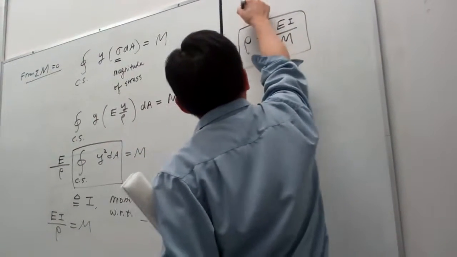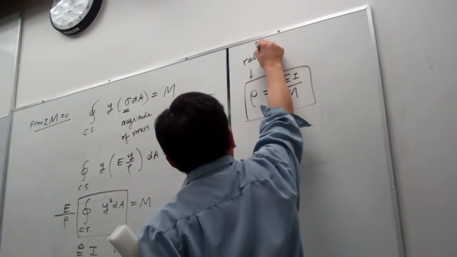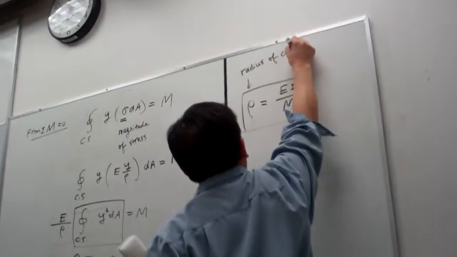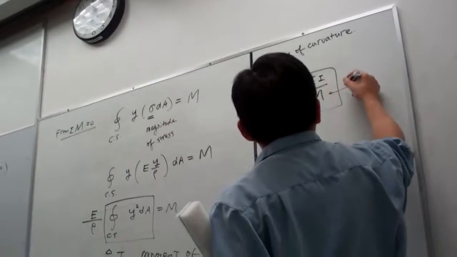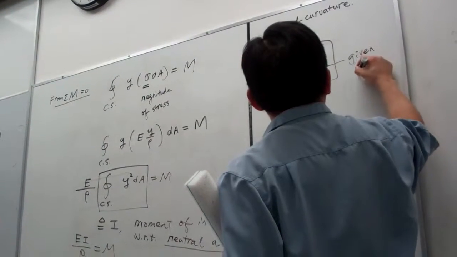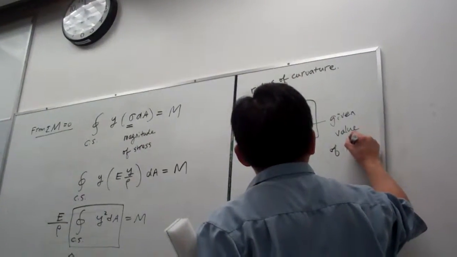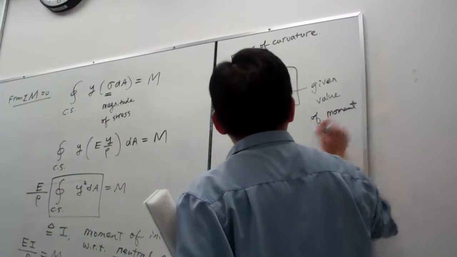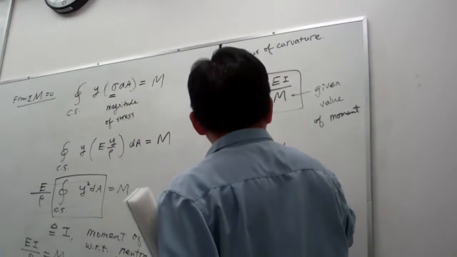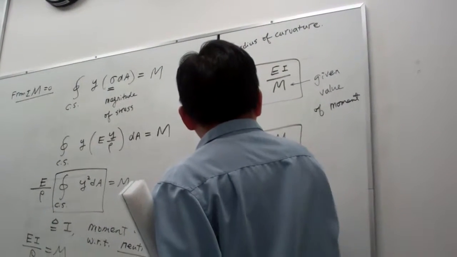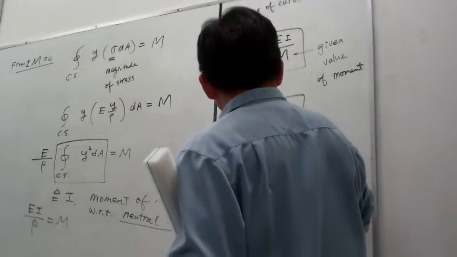What is rho? Rho is the radius of curvature. The M is the given value of the moment. Or otherwise, we can rewrite it as 1 over rho equals M over EI. And this one, 1 over rho, is called the curvature.